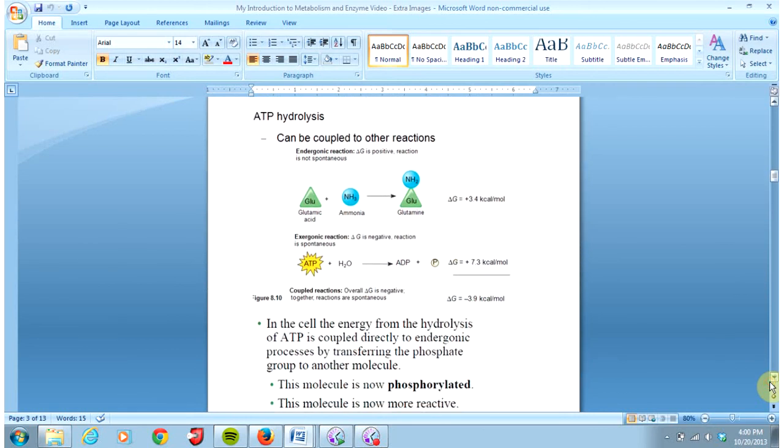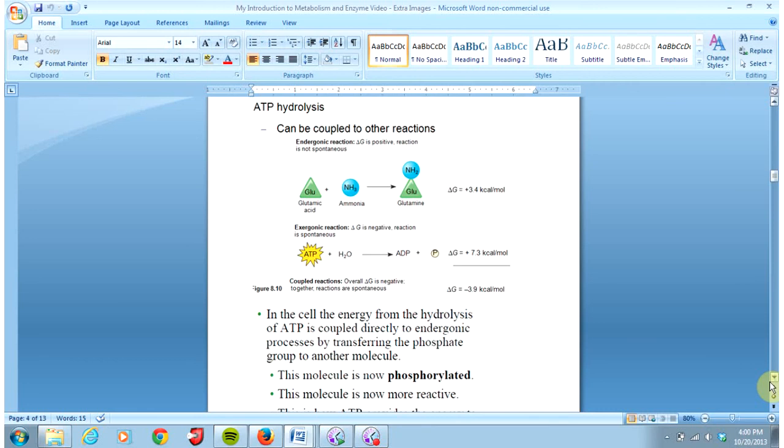An example of ATP hydrolysis being coupled to other reactions involves the creation of the amino acid glutamine. Glutamine is made from two building blocks, glutamic acid and ammonia, and it's a process that requires an input of free energy. It requires an input of 3.4 kilocalories. Now, it wouldn't be able to get that energy if it did not have the energy from the breakdown of ATP. The energy from the breakdown of ATP provides for you 7.3 kcals of energy. So we're able to use that energy in order to fuel the creation of glutamine.